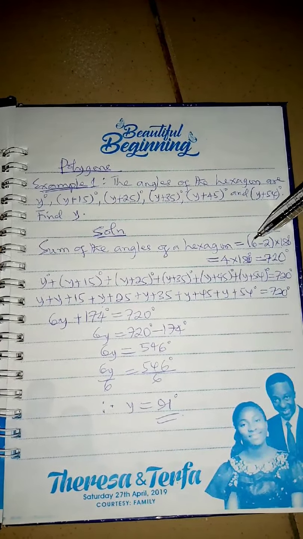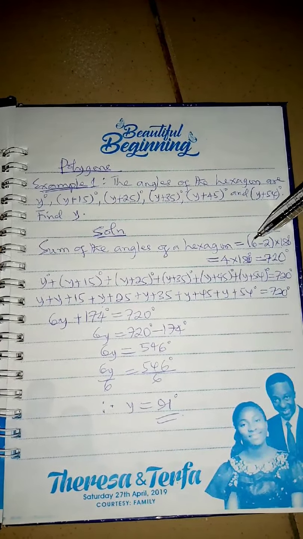Then, just as you have in your formula, sum of the angles of any n-sided convex polygon is n minus 2 times 180. A pentagon has n to be 5. So you say 5 minus 2 times 180 degrees. 5 minus 2 is 3. 3 times 180 degrees will give you 540 degrees. So that means these 5 angles, you add them together, you equate to 540 degrees.